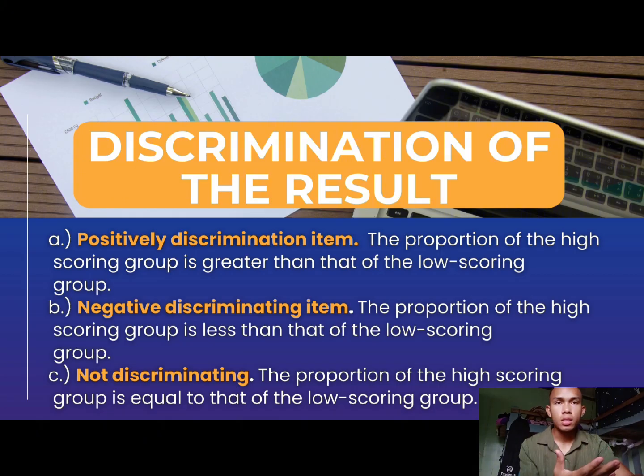Lastly, the third one is a non-discriminating item. This means that the proportion of students who got the item correct is about the same for both the high-scoring and low-scoring groups. In this case, the item does not really help in telling apart the stronger learners from the weaker ones.